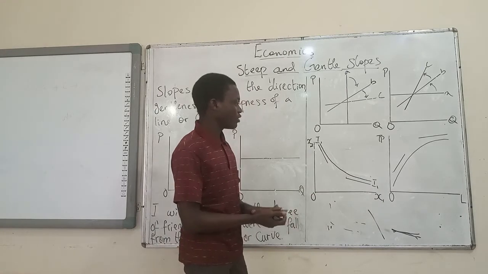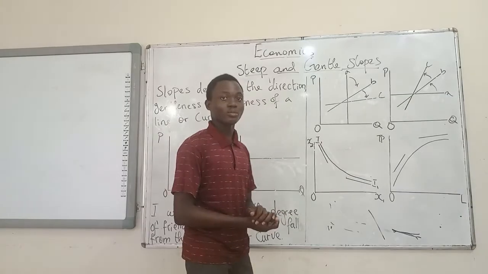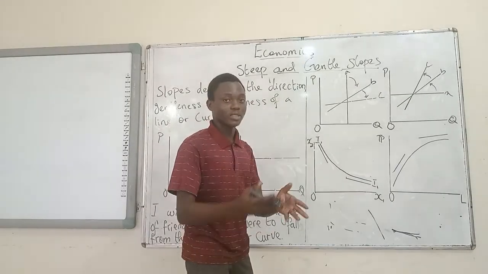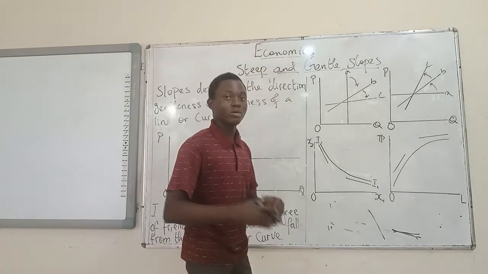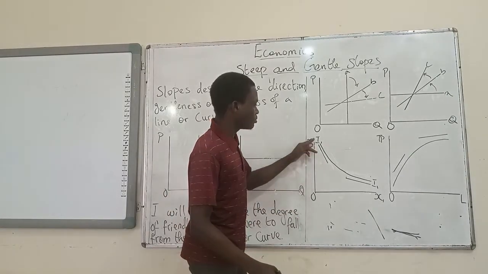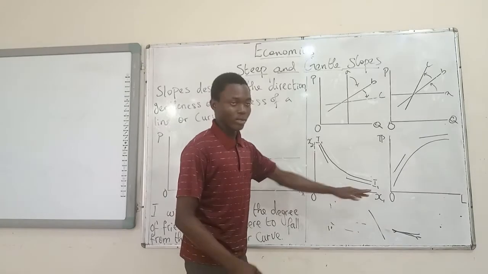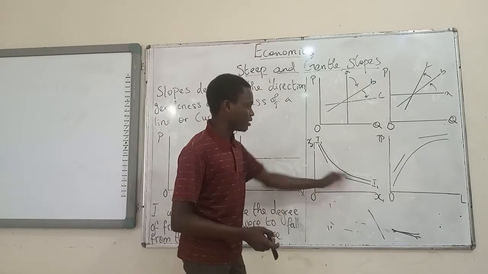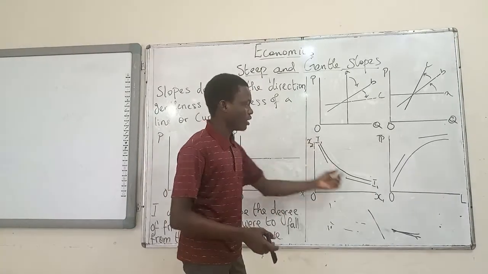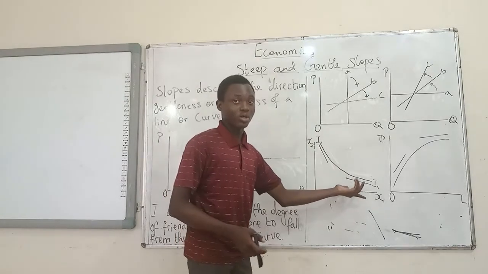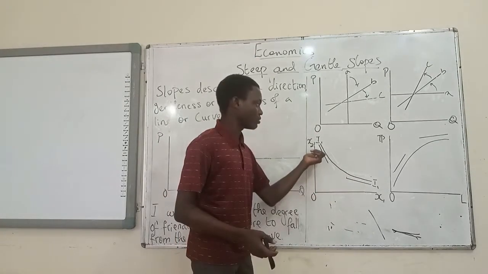Or the slope of an indifference curve becomes more friendly, that is, it becomes more gentle as you move from the left to the right of it. So that's about that. This is friendlier than this. So this is steep, this is less steep, or this is more gentle than this.